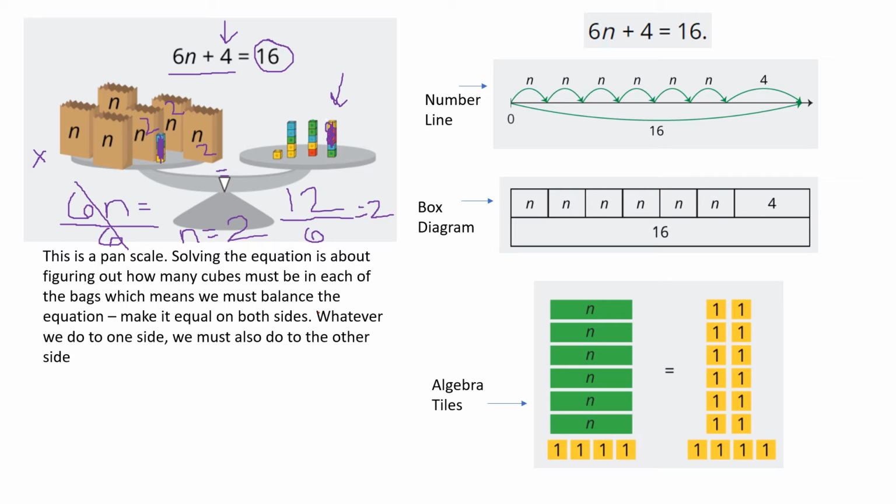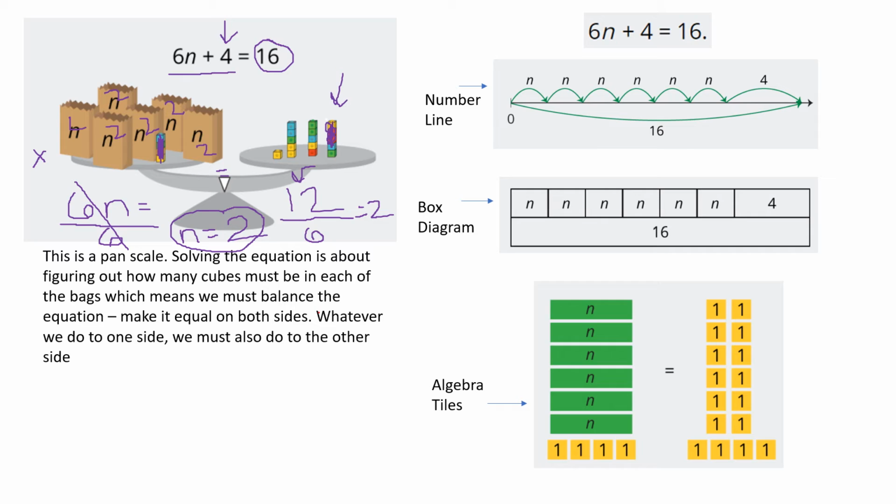If you go up here and put 2 cubes in each of these bags, that would be 2, 4, 6, 8, 10, 12, which is what we had here. So our final answer would be n equals 2. Again, equations are just about balancing. If you take some away from the left side, you've got to take some away from the right side. This is just representing using models. Eventually we'll get to the procedural part, but right now we're just using models to represent.